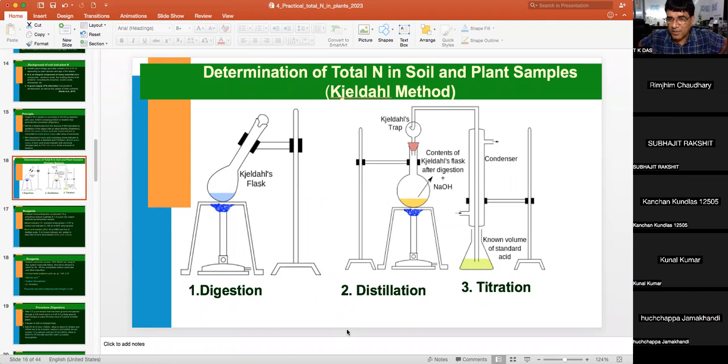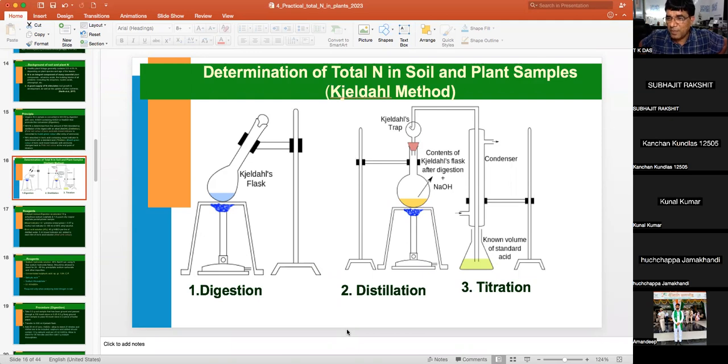Achappa, any doubt? No, sir. Shubhjit? Is it okay or do you want to ask anything? Sir, please explain again the distillation portion. Pardon? The distillation portion, sir, please repeat once.